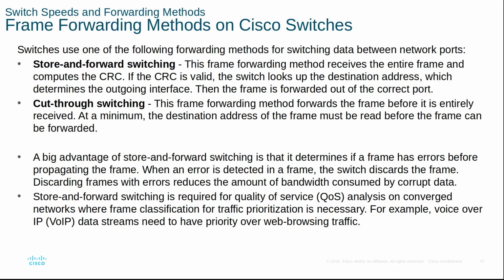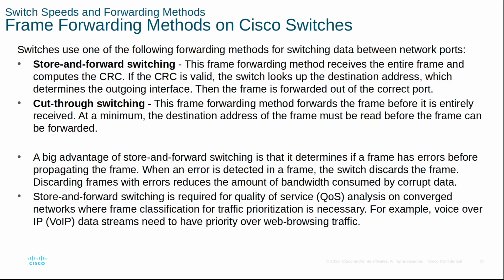With cut-through switching, the switch forwards the frame before it's completely received. It has to receive at least the destination address of the frame so it can figure out where to send it. So the big thing between the two of them, the advantage of store and forward, is that it determines if the frame has errors before it propagates it. So if it has an error, it's going to drop it, and those aren't going to be bouncing around your network consuming additional bandwidth.